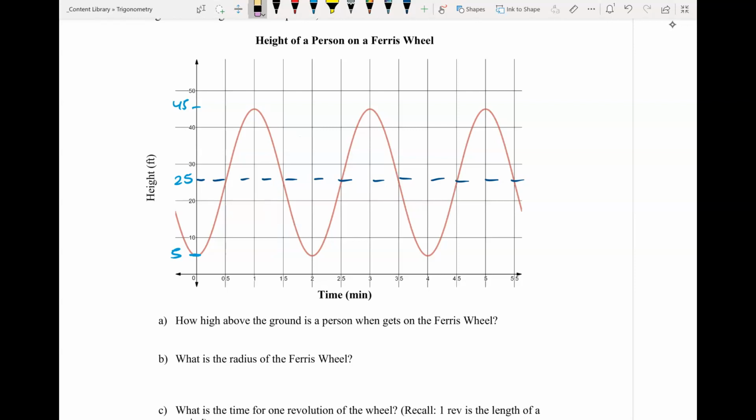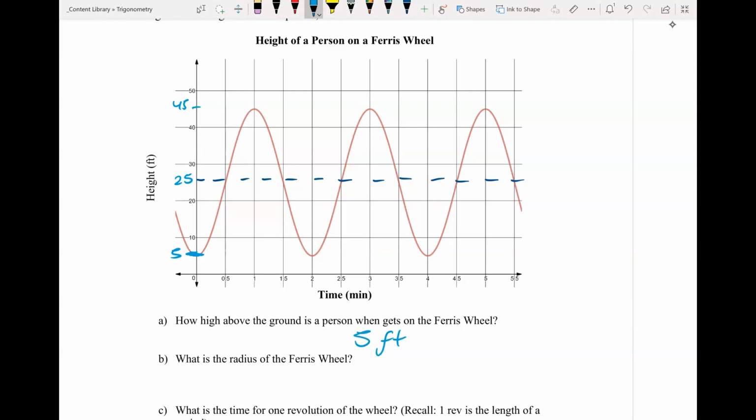Alright, so how high above the ground is a person when they first get on that Ferris wheel? That's going to be at our minimum, because when they first get on the Ferris wheel at 0 minutes, they're already 5 feet above the ground.